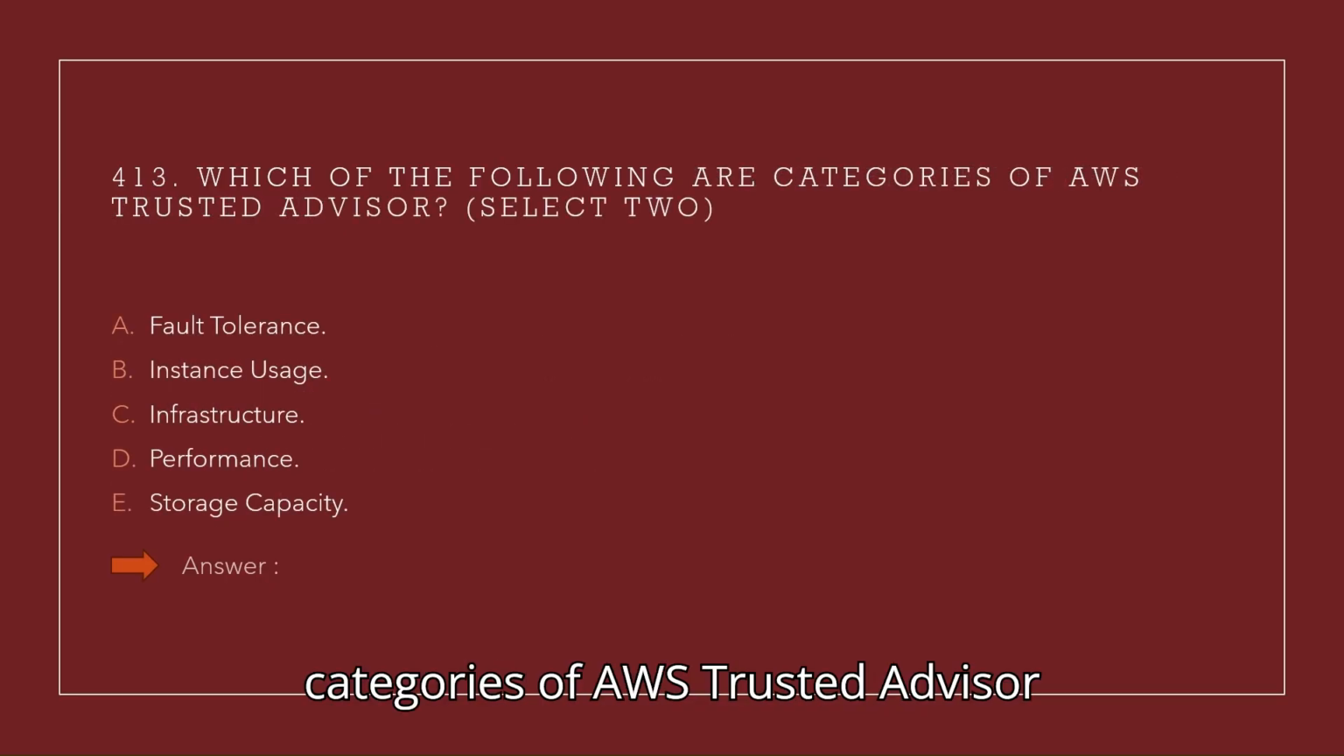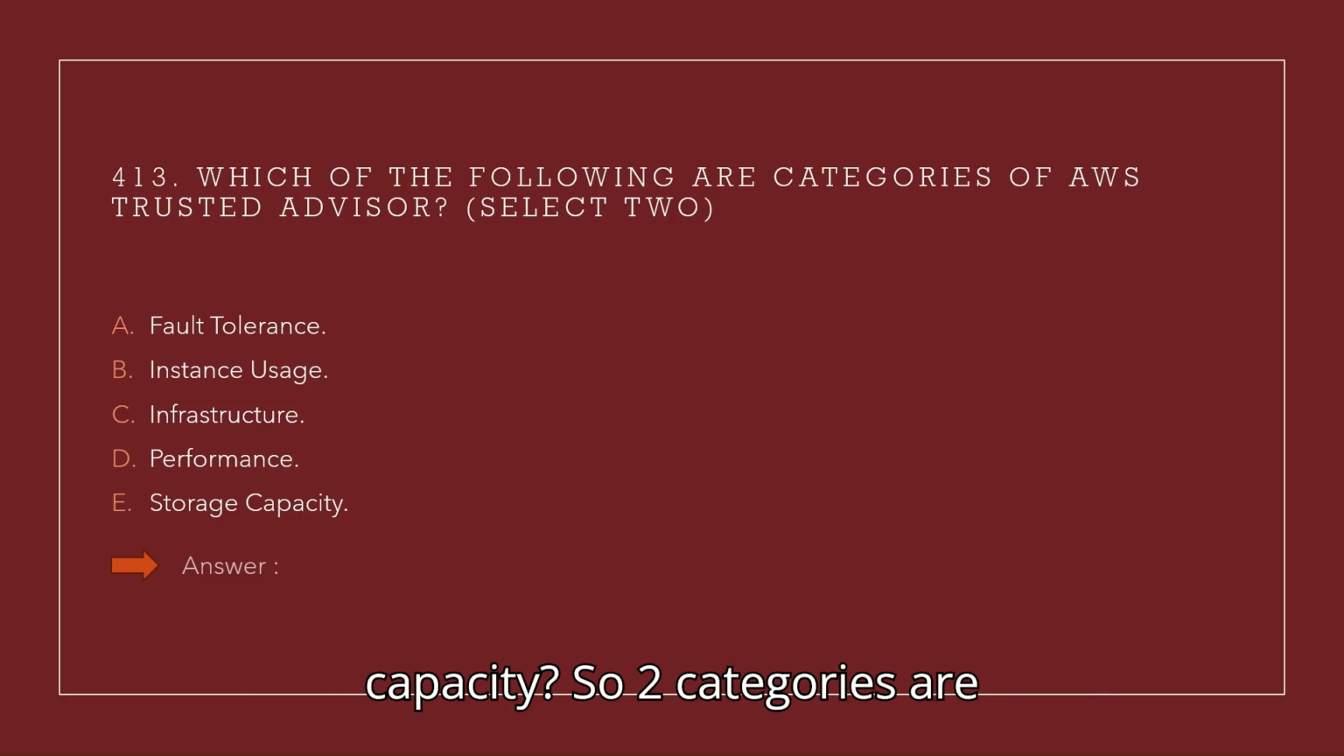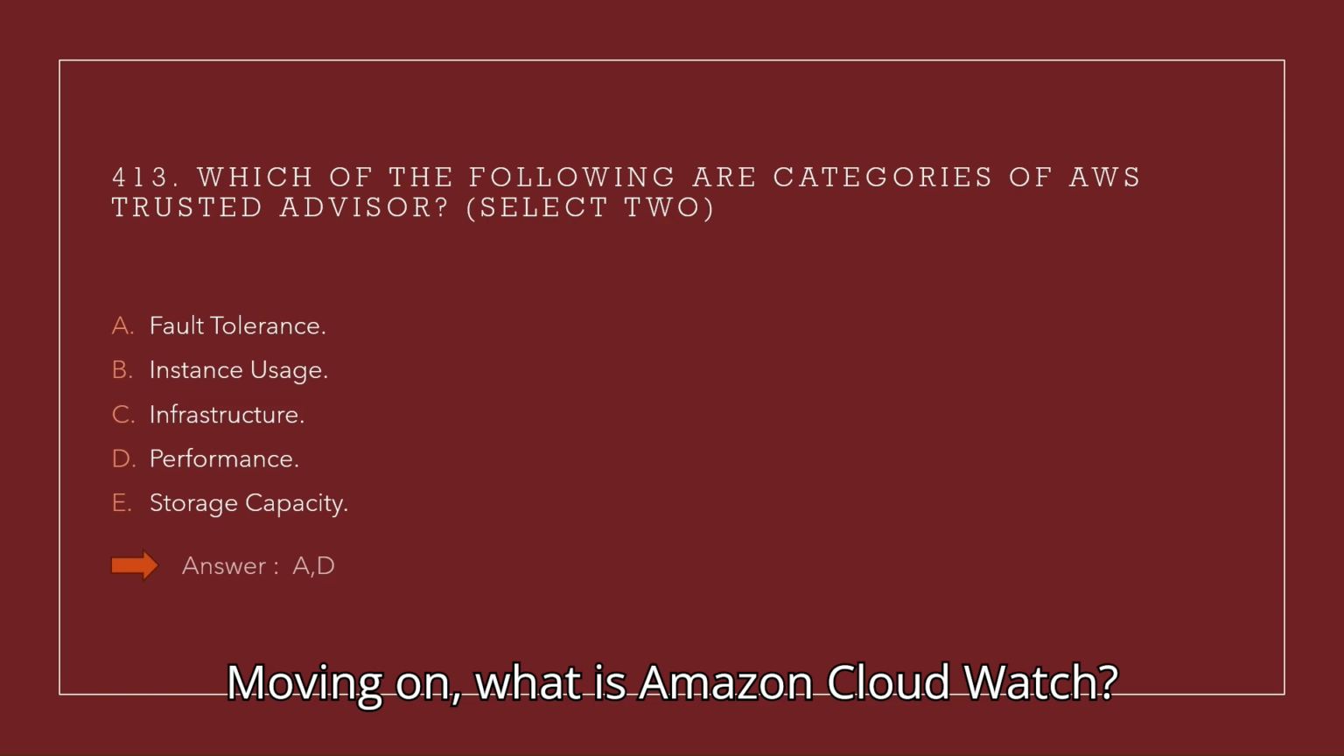Which of the following are categories of AWS Trusted Advisor? Fault tolerance, instance usage, infrastructure, performance, or storage capacity. So, two categories are option A, fault tolerance, and option D, performance.